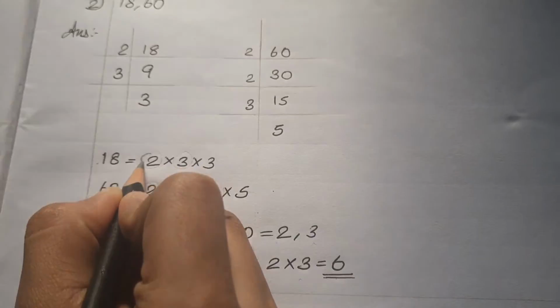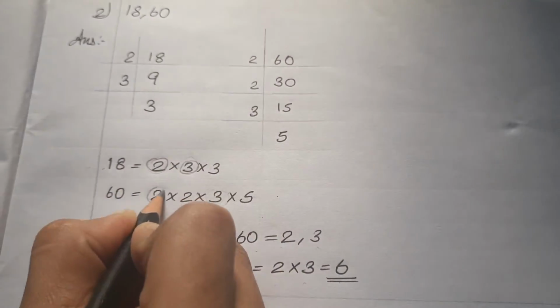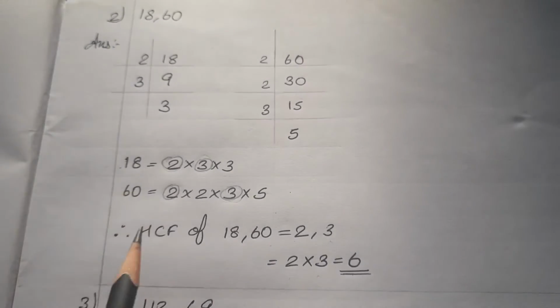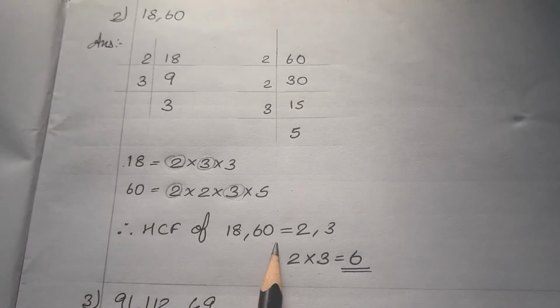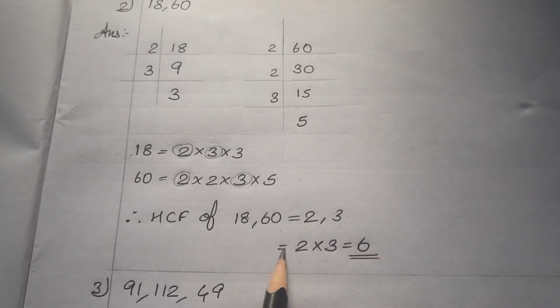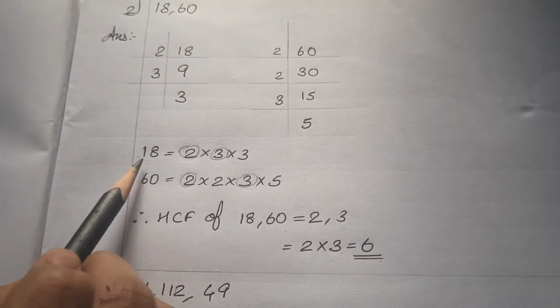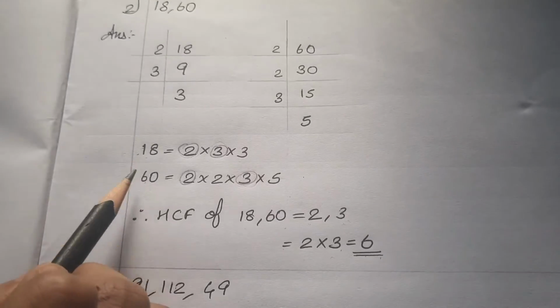So here, 2 and 3 are the common factors of these two numbers, 18 and 60. Therefore, HCF of 18 and 60 is equal to 2 and 3. So 2 into 3 is equal to 6. Therefore, 6 is the highest common factor of these two numbers, 18 and 60.